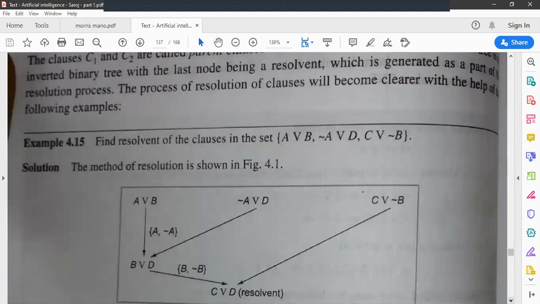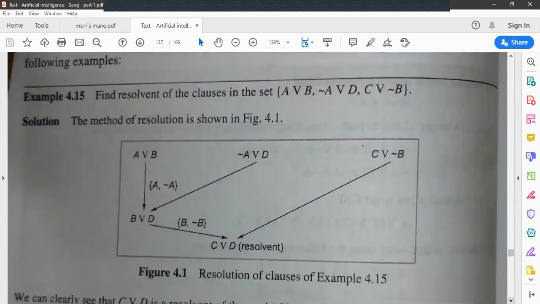following the equivalence laws. So here what you have to do is, in this example, you have to find a resolvent of the clauses in the set. You have been given a set of formulas or clauses. Here we call them clauses, and then you need to find the resolvent of that clause. You start with this A or B and not A or D. Again, as you know, here you have A and here you have complement of A. So that both goes away and you get only B or D.